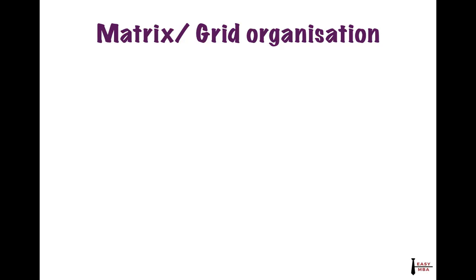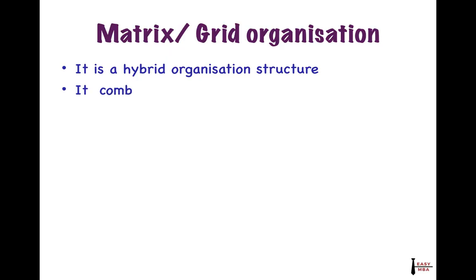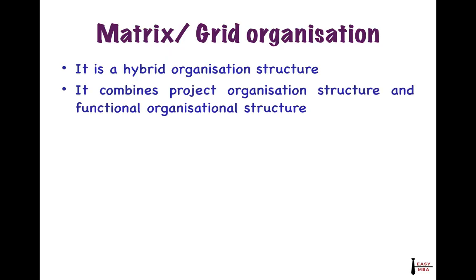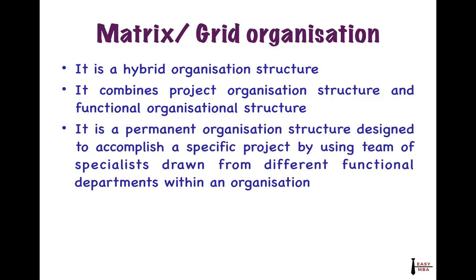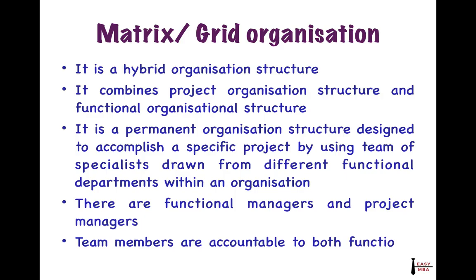Next one is known as matrix or grid organization. As the name suggests, a matrix can be 2 by 2, 4 by 2, 3 by 3; different types of matrix are there. So it is a hybrid organization. Hybrid means it combines the project organizational structure and the functional organizational structure. Both types combine together to form the matrix or grid organization. It is a permanent organizational structure designed to accomplish a specific project by using a team of specialists drawn from different functional departments within the organization. So it is meant for a specific project only, but it takes specialists from different functional departments. There are functional managers and there are project managers. Team members are accountable to both functional managers and project managers. So there is multiplicity of command again in this type of organizational structure.